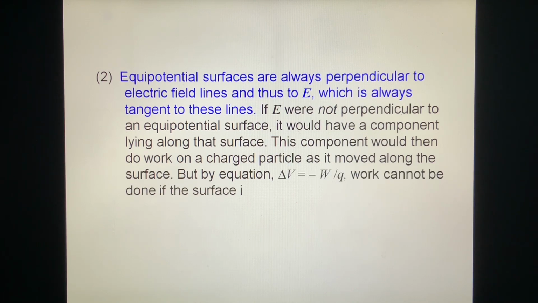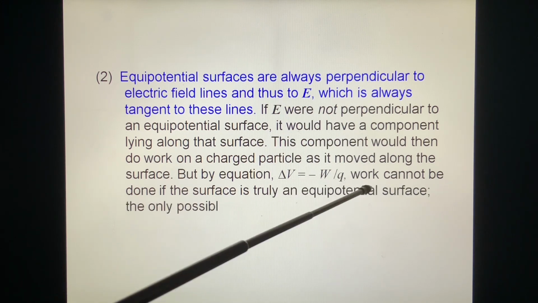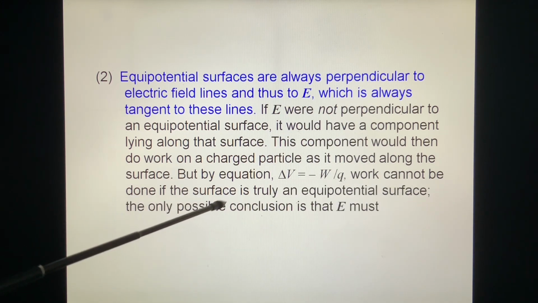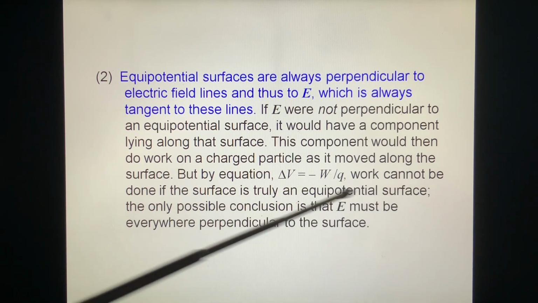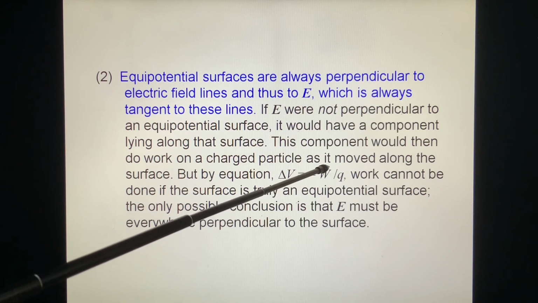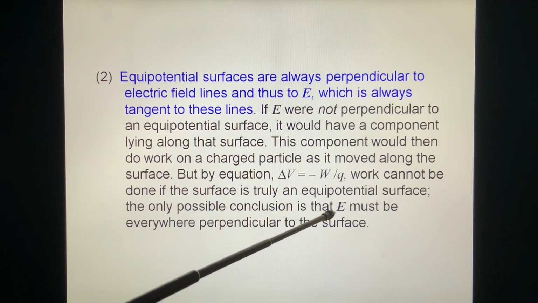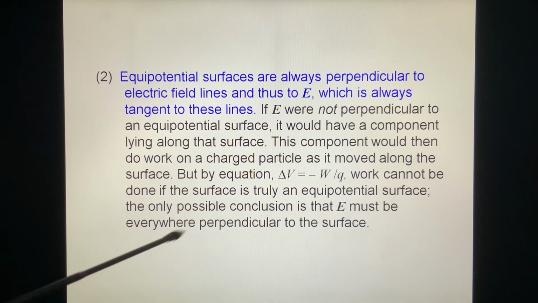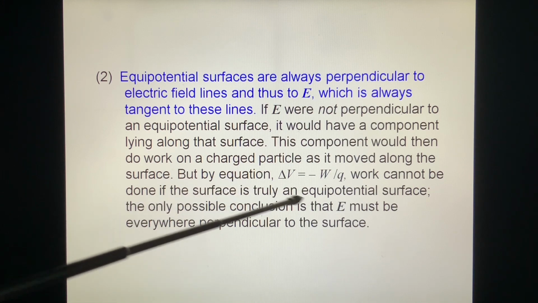But by the equation delta V equals minus W over Q, work cannot be done if the surface is truly an equipotential surface. This must be 0. So the only possible conclusion is that E must be everywhere perpendicular to the surface, and the component of E along the surface is always 0.